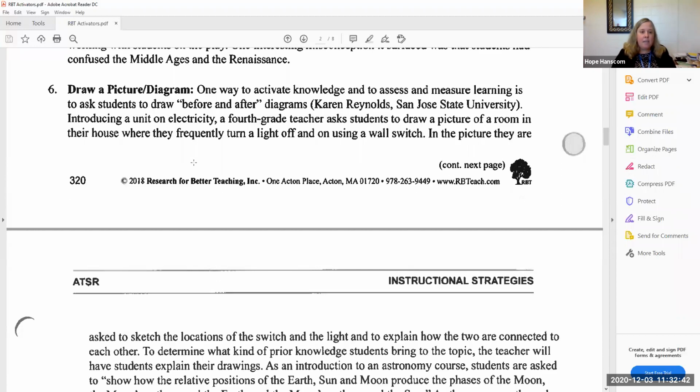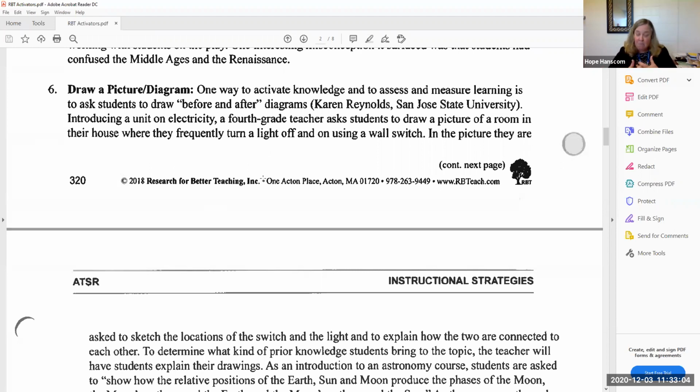And I like this one because it helps kids who maybe struggle with the language or with writing or with getting their thoughts out on paper to be able to activate their knowledge using drawing about what they know about a topic. So I really liked this example about the 4th grade teacher asking students to draw a picture of a room in their house.